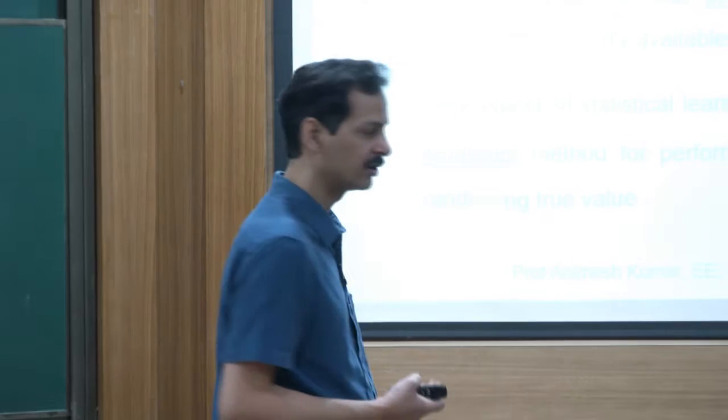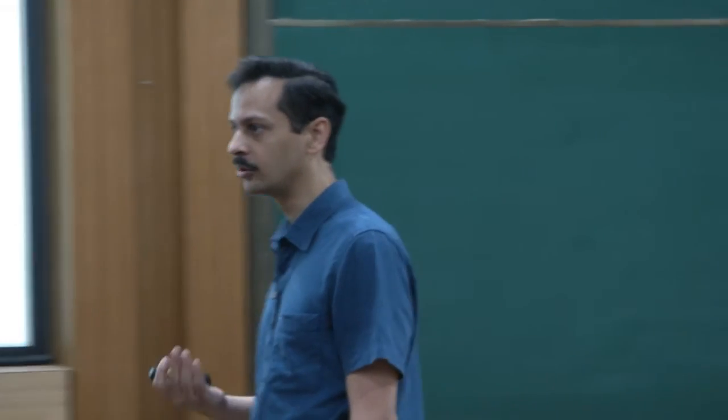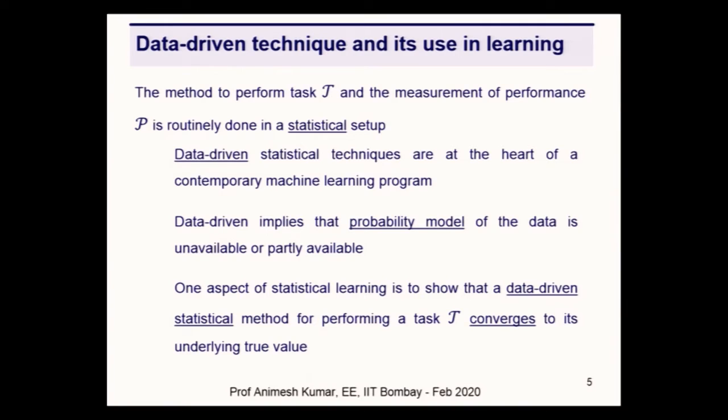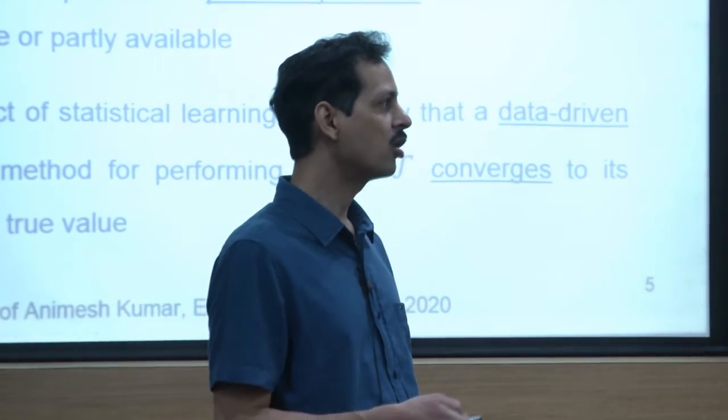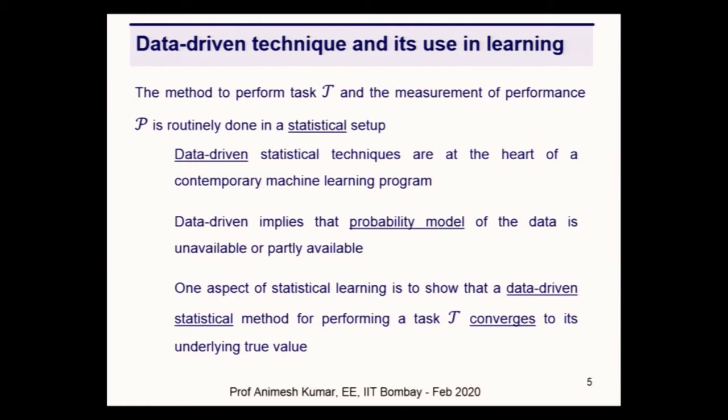So for example, you may have heard of PCA or principal component analysis. When people do principal component analysis, they don't assume that the variable is of a certain distribution, they just do PCA. So once again, data driven implies that probability model, meaning assumption about the distribution of the underlying statistical variables, is either unavailable, so you make a very relaxed assumption that the distribution is not available at all, or in some settings one may assume that it's partly available, so you know it but not fully.